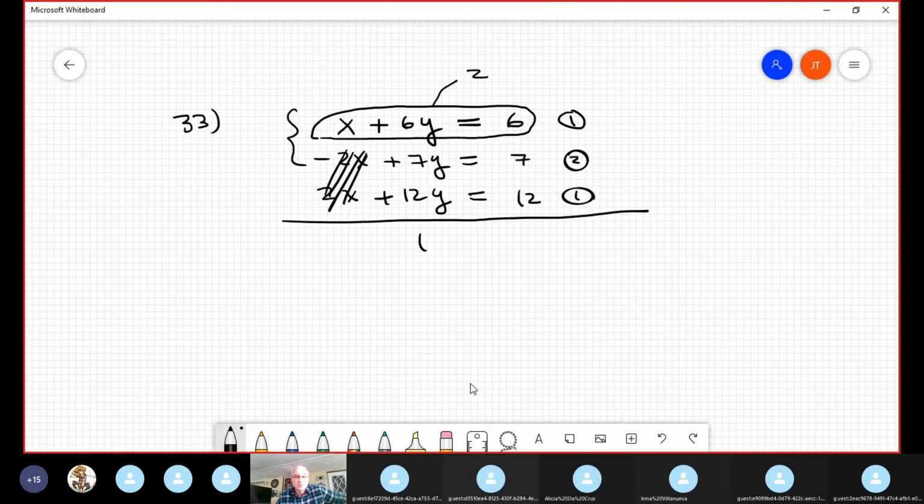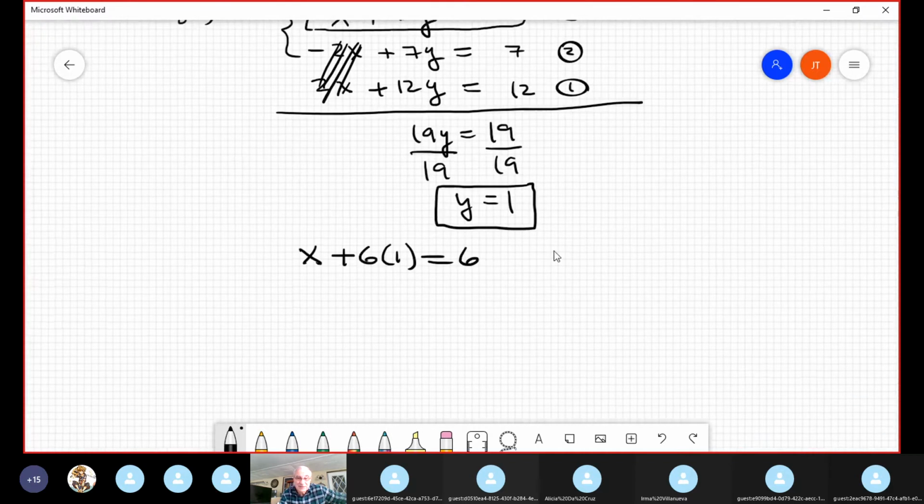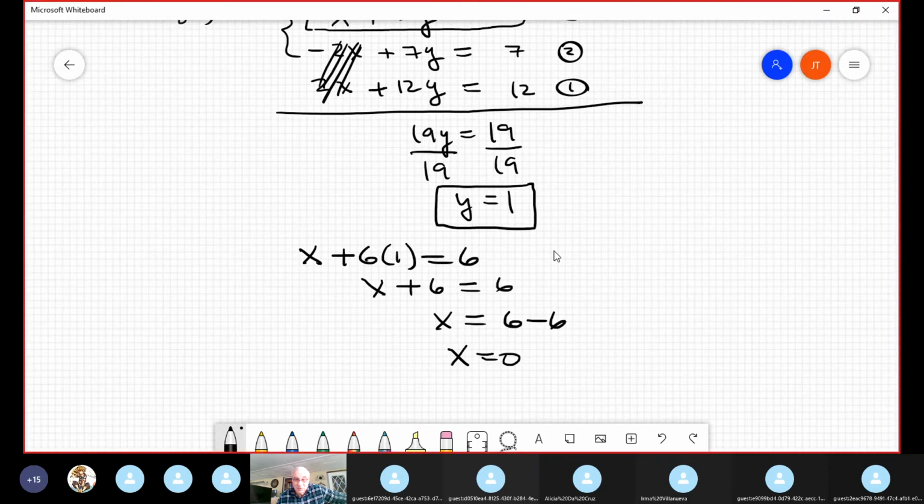This is 19y, no? Divided by 19 both sides. y equals 1. You see? In this case it's easy. Now I'm going to find the x value. I take the easier equation, my first: x plus 6 times 1 equals 6. It's easy, because 6 times 1 is 6. Subtracting 6, x is 0. And the famous solution point is the point (0, 1). That is option C.